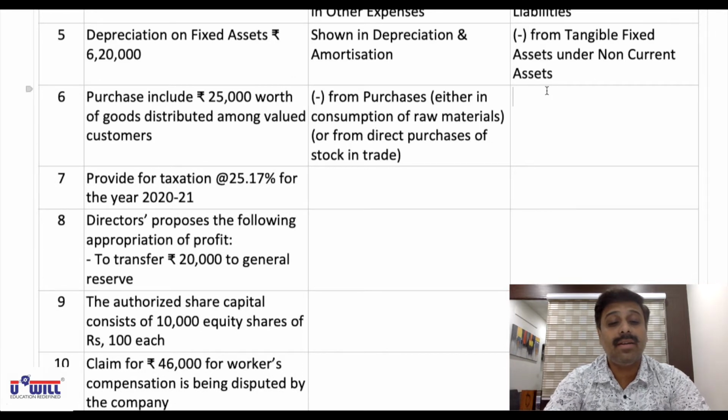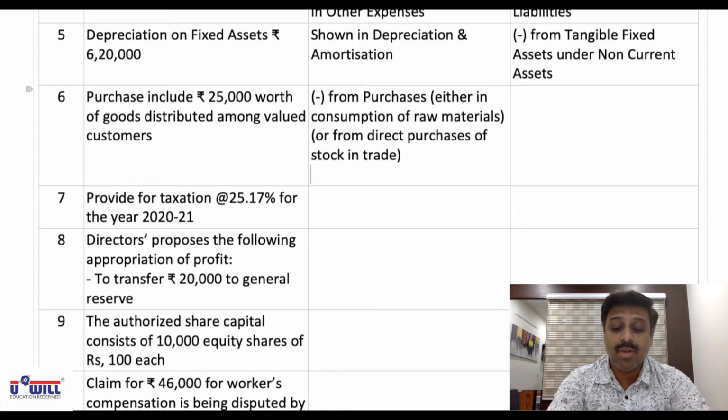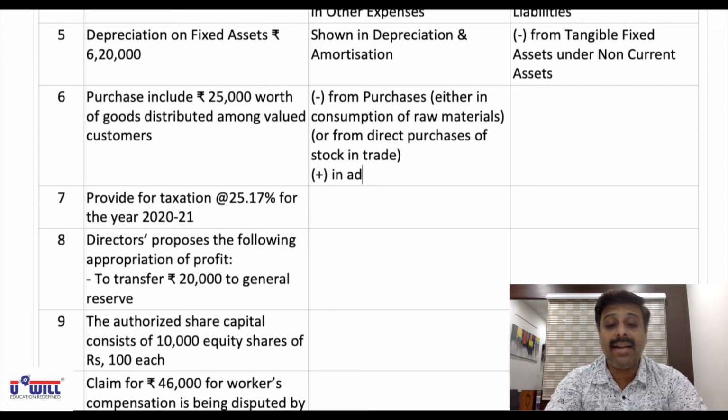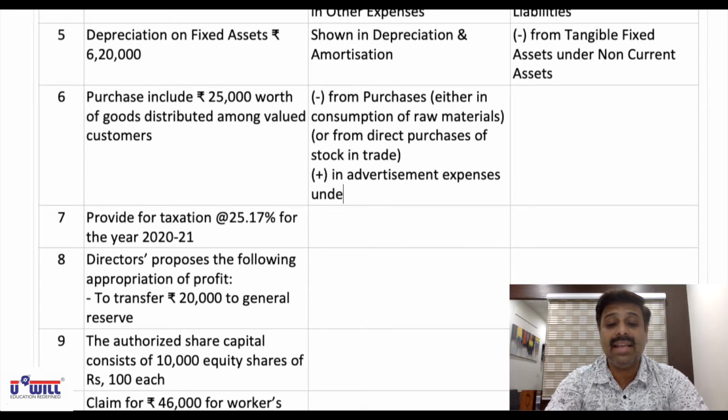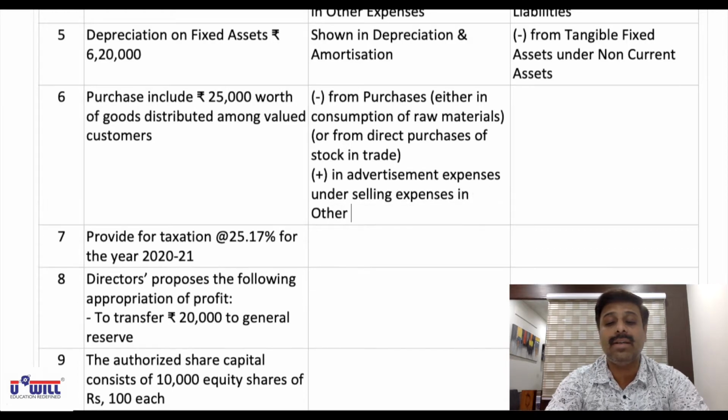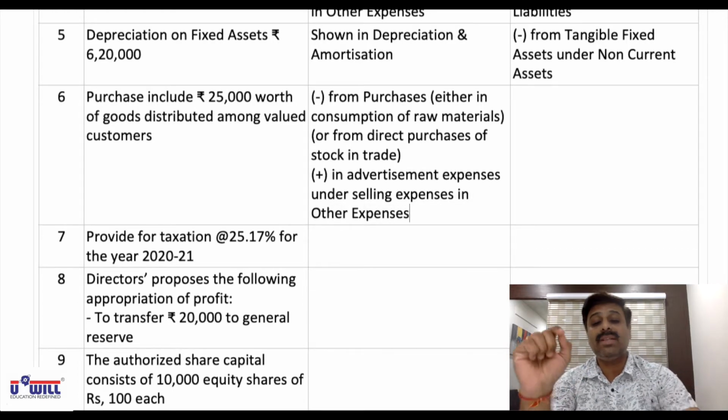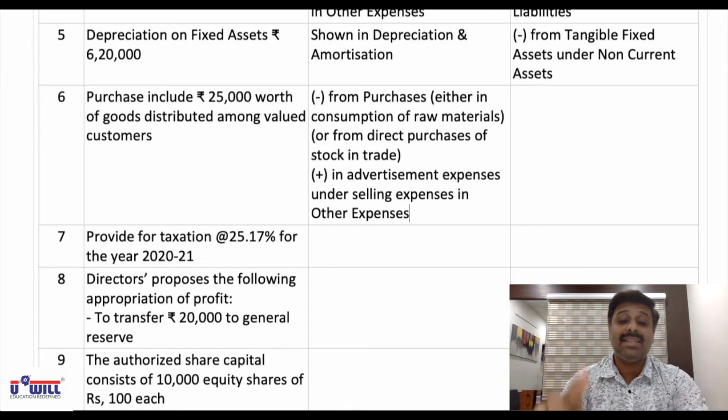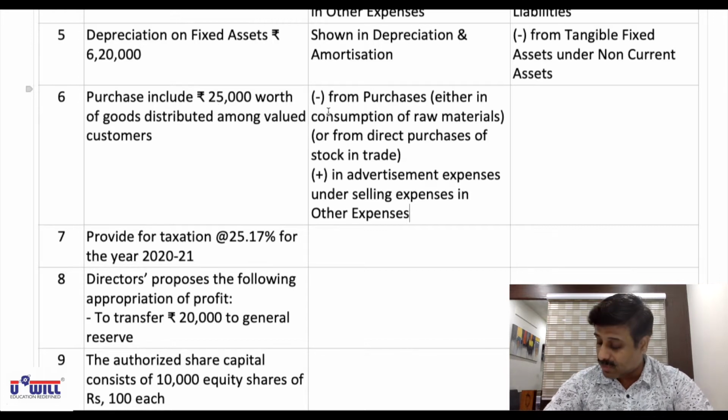And second effect, both the effects will come in P&L statement itself. You'll add it in advertisement expense, which will be coming under the heading of selling expenses, and selling expenses will come in the category of other expenses. So within other expenses, under the heading of selling expenses, you'll add in advertisement expense because it is goods distributed to customers, and because it is wrongly included in purchases, we will minus from purchases.